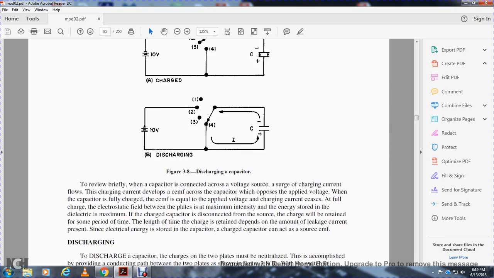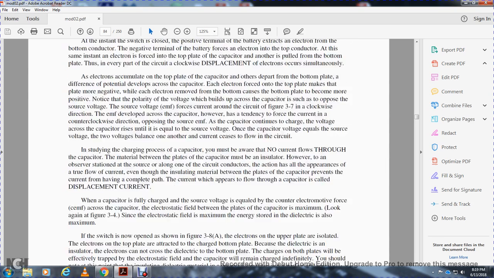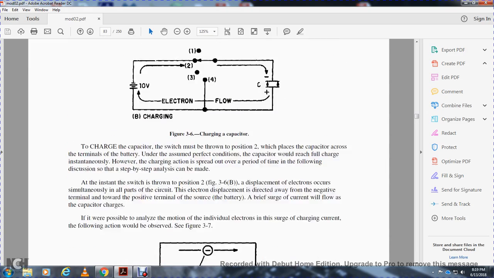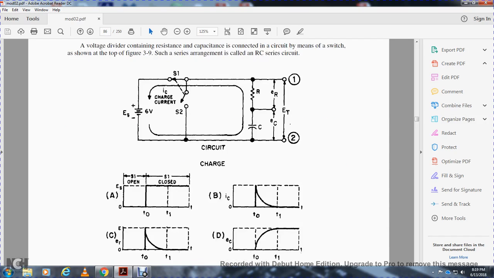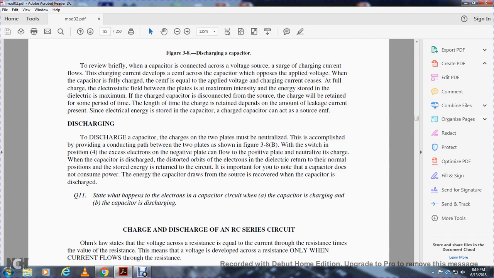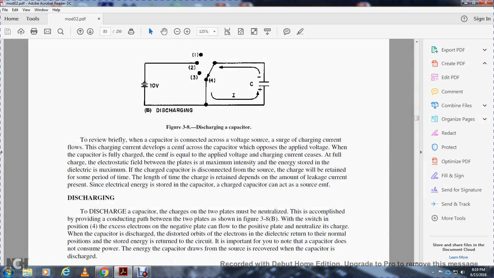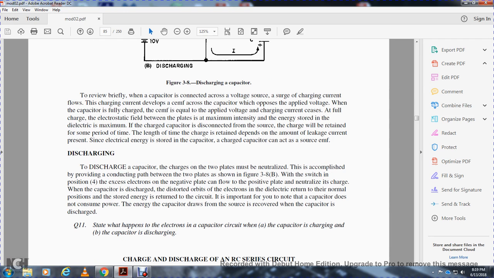All right, discharging. To discharge the capacitor, the charge of the two plates must be neutralized. This is accomplished by providing a conducting path between the two plates, shown in figure 3-8B. With the switch in position, the excess electrons on the negative plate flow to the positive plate, neutralizing the charge. When the capacitor is discharged, the distorted orbits of the electrons in the dielectric return to normal, and the stored energy returns to the circuit.